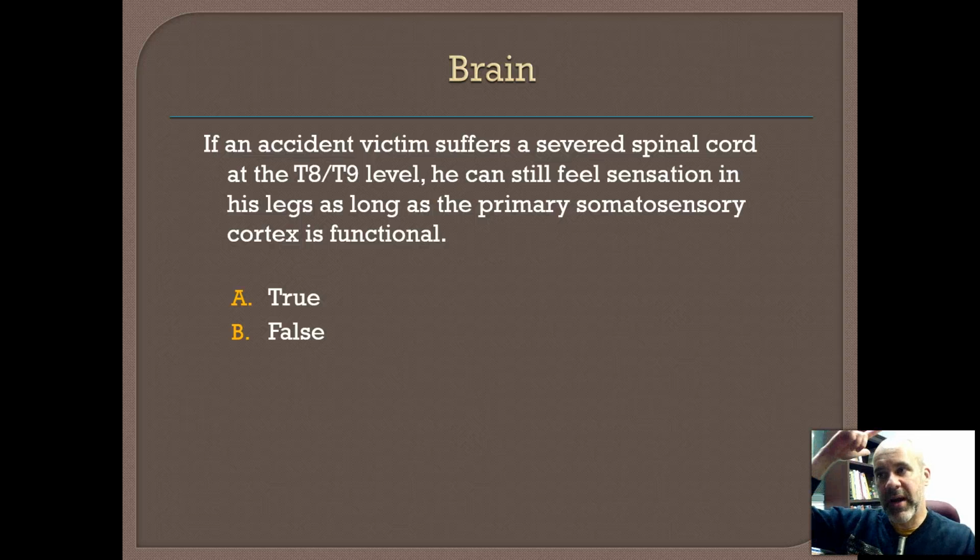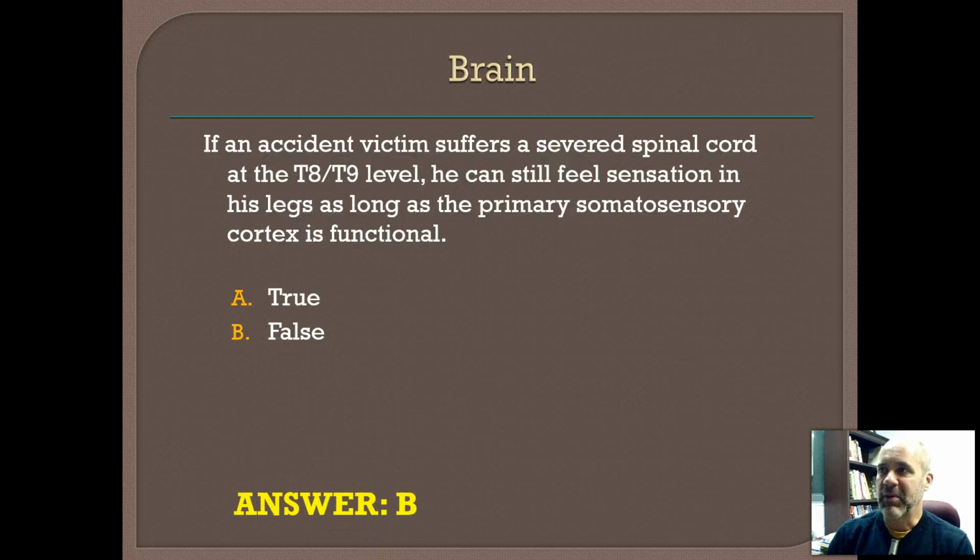The primary somatosensory cortex up here, those are the neurons that are concerned with receiving this incoming information from different parts of the body and how we perceive it. That's painful, that's hot, I feel that pressure. That's what these neurons along that primary somatosensory cortex are involved in. But if you've had a severed spinal cord, can you still feel sensation in the legs, real sensation? It's going to be false.